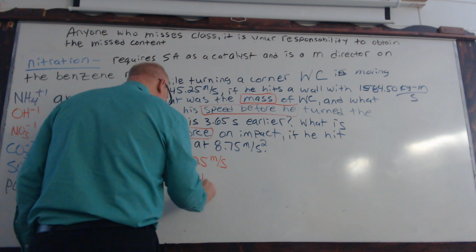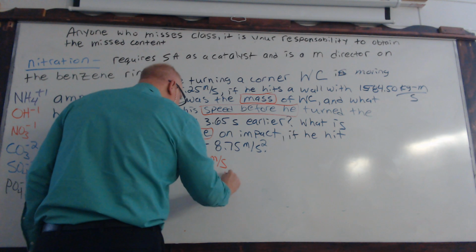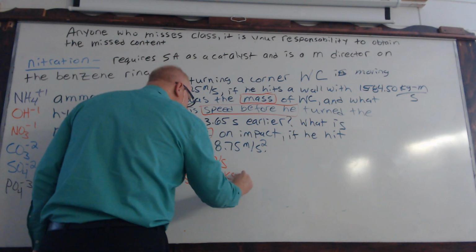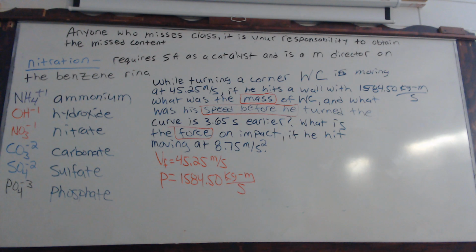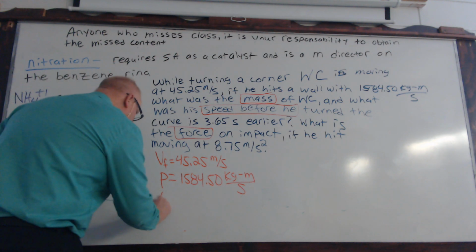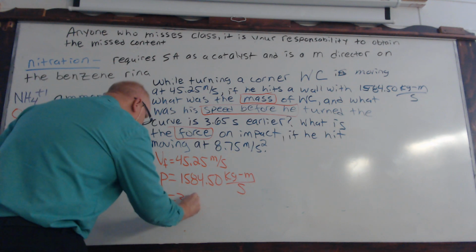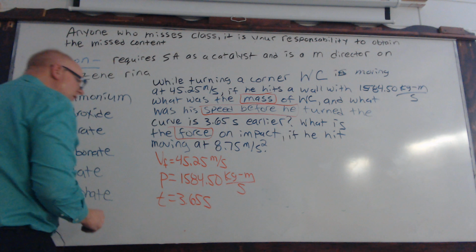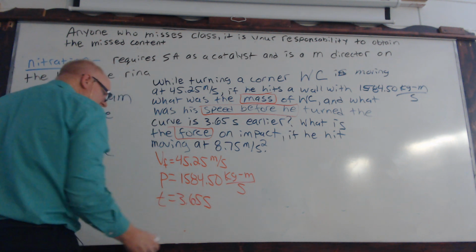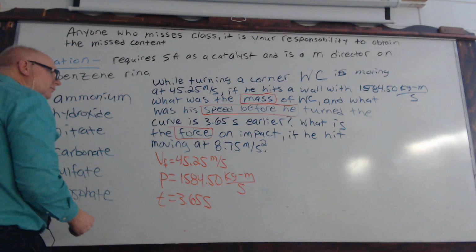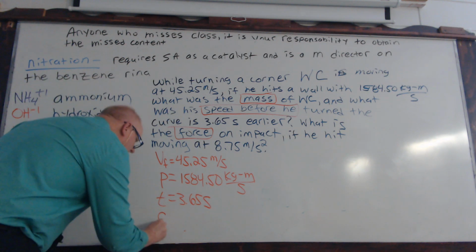1584.50. So since this is labeled in kilograms meters per second, we know that that is a momentum. Okay, what else do we know in this problem? Your time, which is 3.65 seconds. And that's not 0.655, that's a second. And your acceleration, which is 8.75.